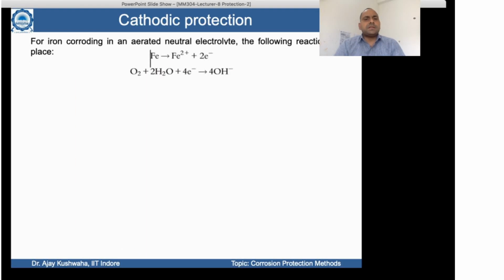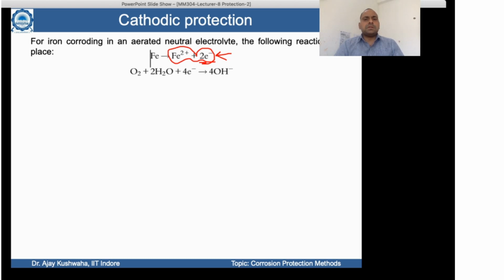So let's understand in further detail. For iron corroding in an aerated neutral electrolyte, the following reaction takes place. Iron converts into Fe2+ and 2 electrons. So this is the reaction. But if anyhow we don't promote this reaction, how can we reduce the promotion of this reaction? See, if we already supply some electrons to this metal, or give a negative bias, what will happen? It will not have a tendency to undergo this reaction. So by that process, we can reduce the anodic reaction.